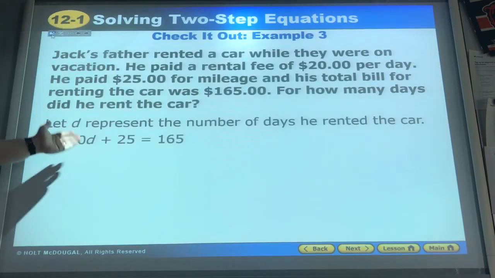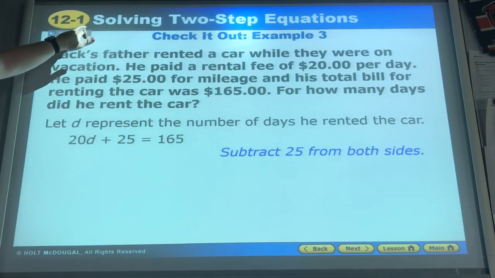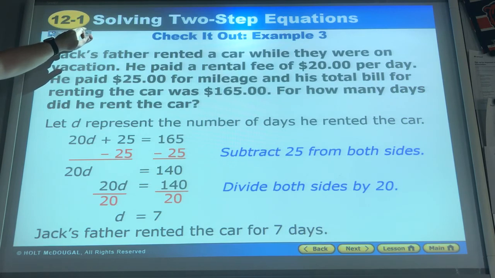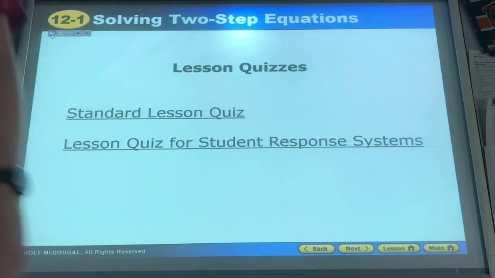So, 20 times D, which is the number of days, plus 25 equals 165. Inverse operations, we subtract the 25. 20D equals 140. We divide by 20 to undo the multiplication with division. We have our answer. There you go, ladies and gentlemen. I think you should have it. Smart as you all are, I hope it goes well.